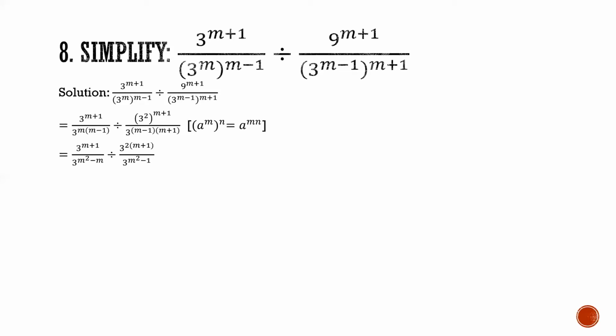So in our next line, as I said in the previous line, the base is the same and there is a division between them, so there will be a minus in the powers. So 3 to the power m plus 1 minus m square plus 1 divided by 3 to the power 2m plus 2 minus m square plus 1. The formula is a to the power m divided by a to the power n is equal to a to the power m minus n. We have to do the calculations. If there is any cancellation or any plus or minus, we have to do that.